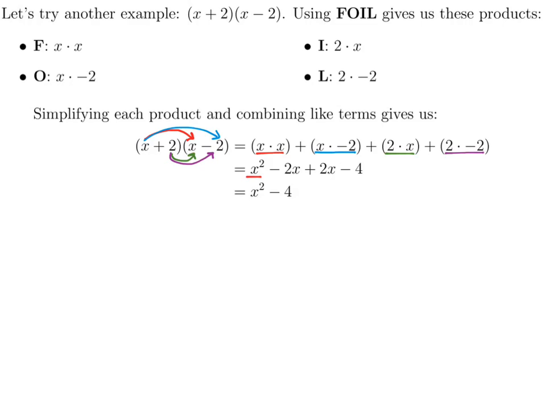Multiplying the red, or the first terms, made x squared. Multiplying the outside terms made negative 2x. Multiplying the inside terms makes positive 2x. Multiplying the last terms makes negative 4. If you add like terms together, negative 2x plus 2x makes nothing. So it's really just x squared minus 4.